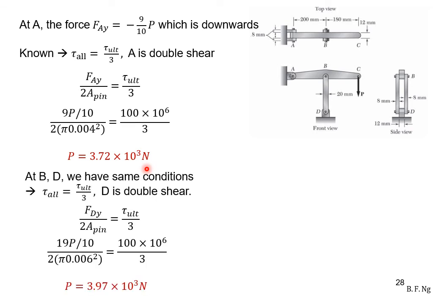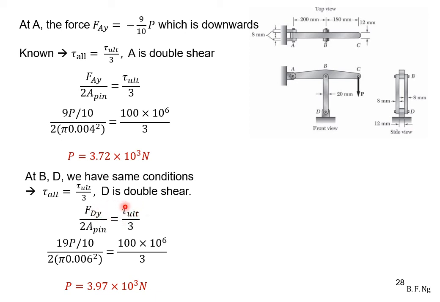At B and D, we have the same condition. We also have double shear for the pins. Hence, we only need to solve for one of them, which we choose pin D. Pin D itself will experience the force Dy.